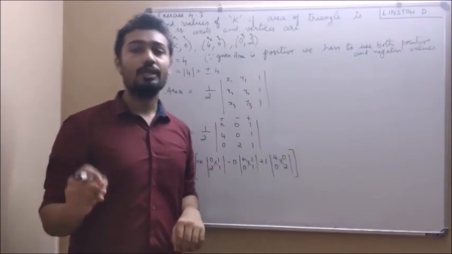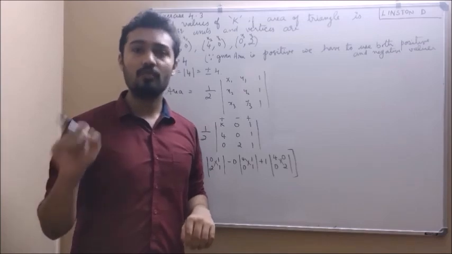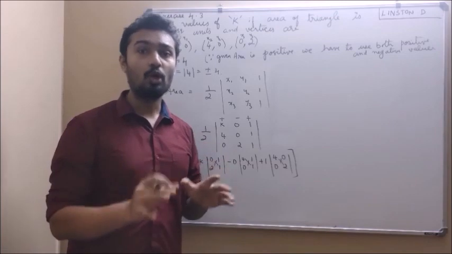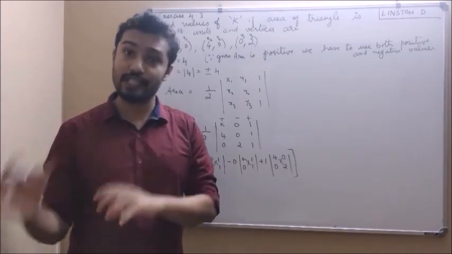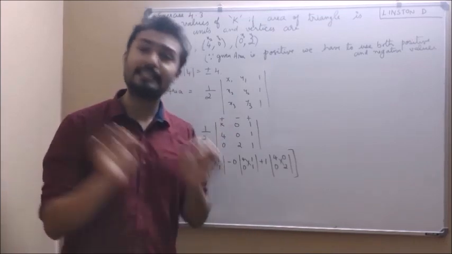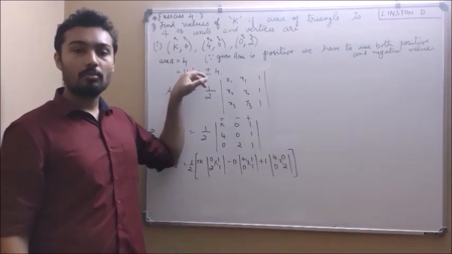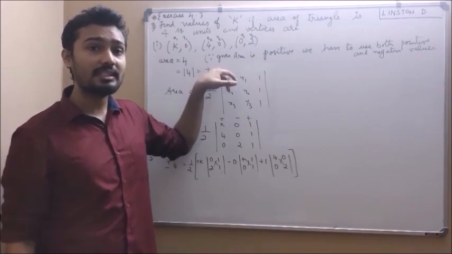Now I told you in note 3, area quantity is always positive. Always positive. So how do we make it positive? We take the modulus value. So when we consider area, we have to consider both the positive and negative values of area. So how do we do that? Take plus or minus 4. Take the value of area as plus or minus 4. Next, what is the area?